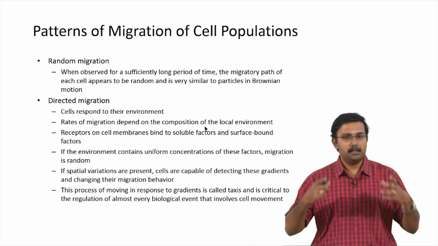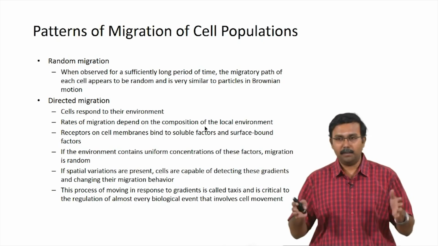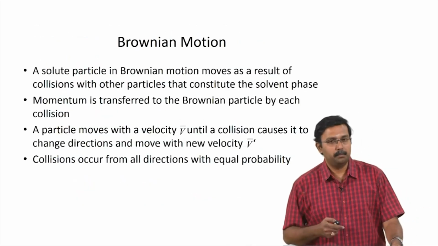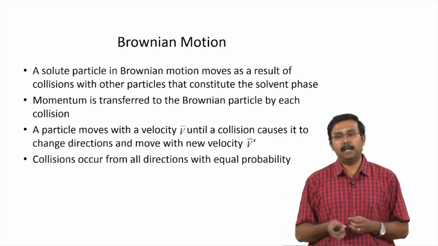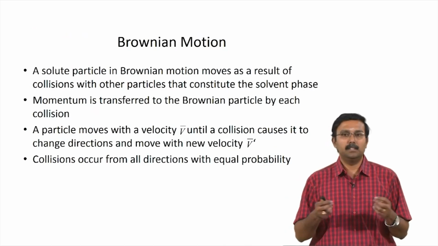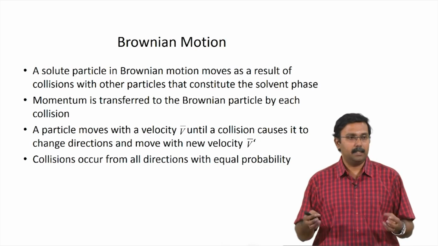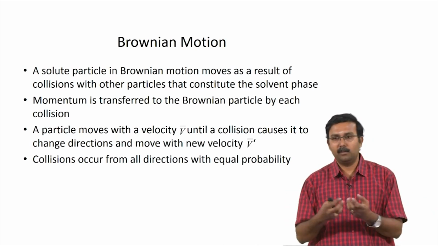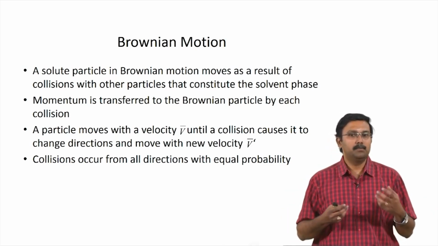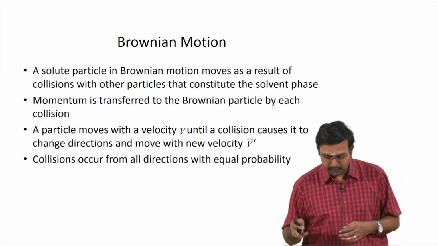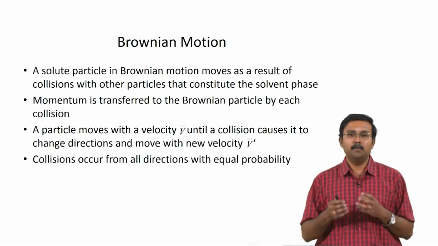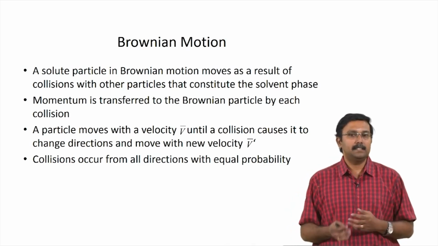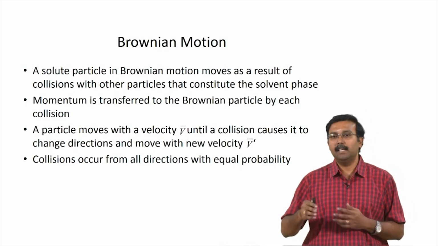Okay. So, if you observe a random migration of cells for a long period of time and you track the cells, it will look like Brownian motion, because it will be quite random. Basically, Brownian motion is a solute particle that moves as a result of collisions and their own energies. The momentum is transferred from one particle to another during the collisions. They can move with a velocity of v dash until a collision causes it to change directions, and then move with a new velocity.